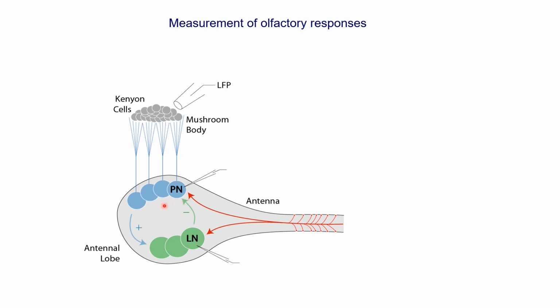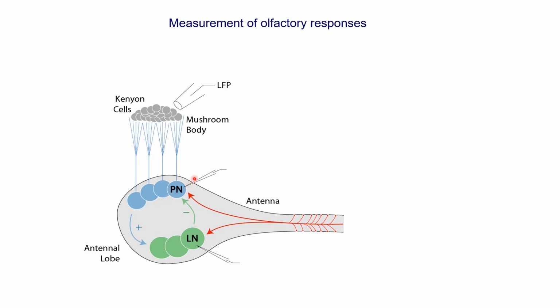There are interactions between projection neurons and local neurons within the antennal lobe, such that projection neurons can excite local neurons and local neurons can inhibit back projection neurons. So there are feedback loops. And now we also know that there are some excitatory local neurons, so they can also excite projection neurons.